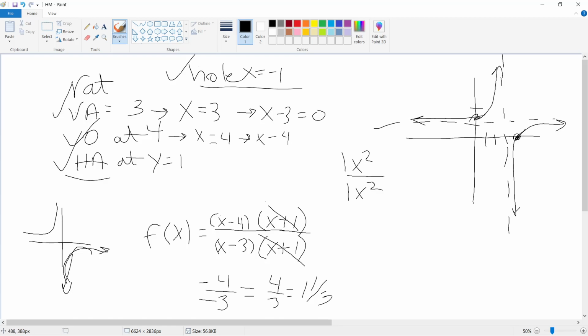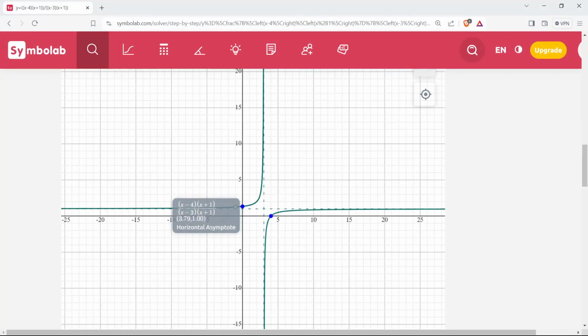Now, the other thing you can't forget is to put that hole in. And the hole is at x is negative 1, which is somewhere around there. And so draw the hole in. There's a little hole at x equals negative 1. And that's it. And I'm going to show it on Symbolab. Desmos doesn't show holes, that's why I'm not showing it on Desmos, but there it is.